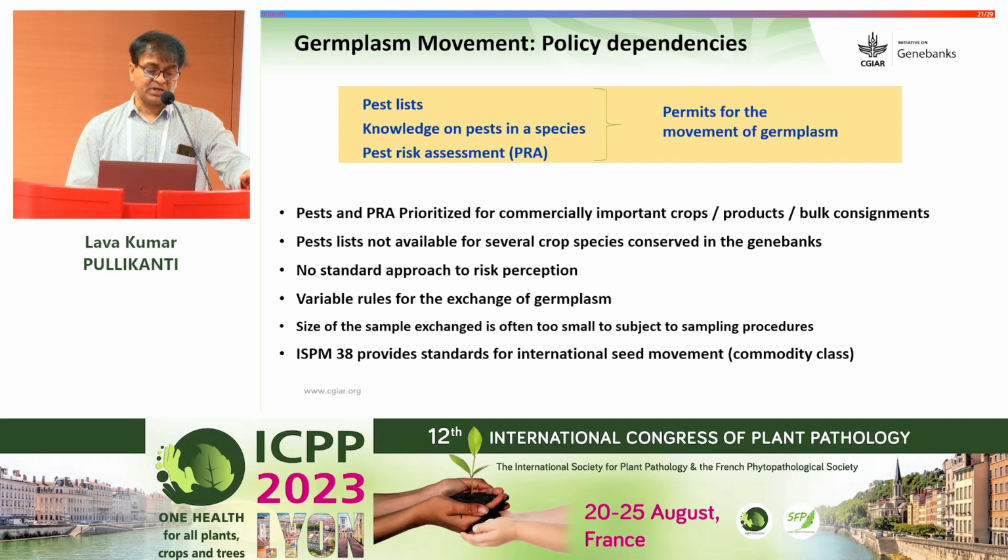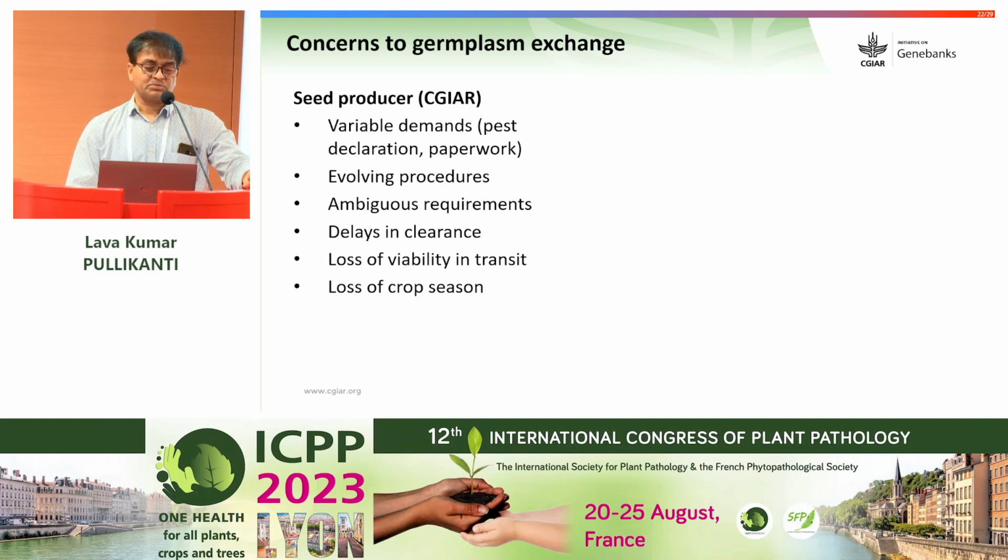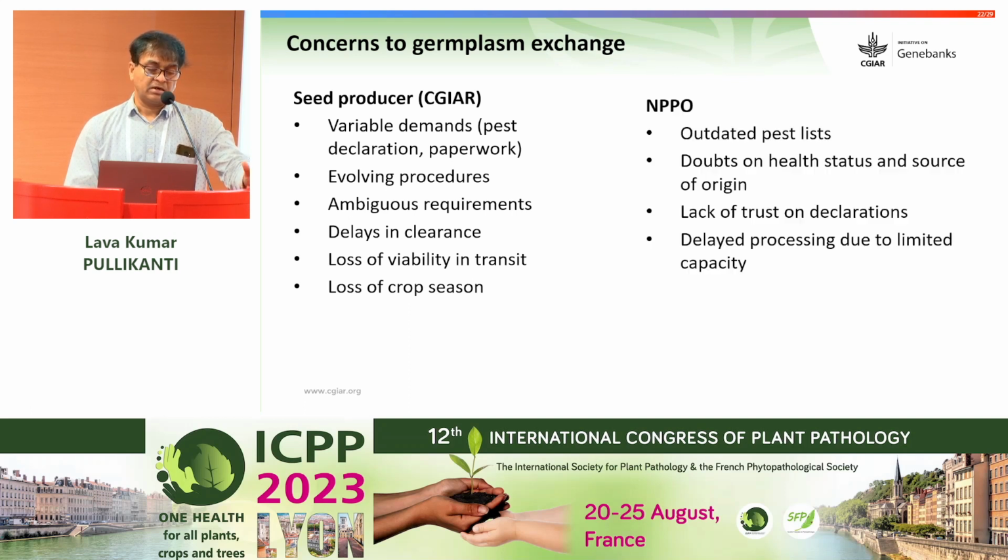So we have ISPM 38, which provides some leeway, but there are still a lot of gaps. From the germplasm exchange point of view, from the CG side, we have variable demands coming from the phytosanitary agencies. And these procedures are continuously evolving. Sometimes the requirements are ambiguous. It is difficult to comprehend why these particular things are being asked. And all of it ultimately causes delays in clearance and loss of seed viability in transit, sometimes also loss of crop season.